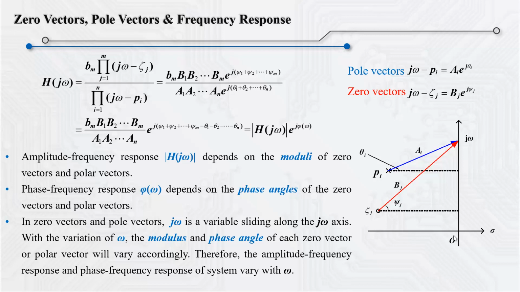In such a frequency response, j omega is a variable. It will slide along the imaginary axis j omega. With the variation of omega, the modulus and phase angles of the zero and pole vectors will vary accordingly. Thus, the amplitude frequency response and phase frequency response of the system will be bound to vary with omega. Based on this principle, we can also analyze how the amplitude frequency response and phase frequency response of the system will vary with omega.